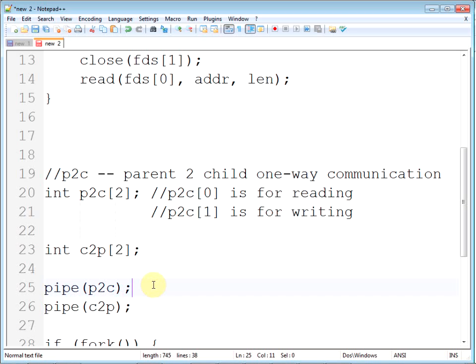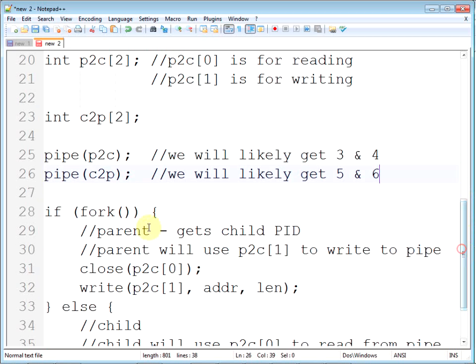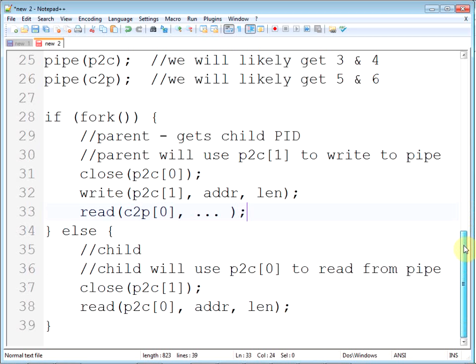So assuming 0, 1, 2 are being used, we will likely get 3 and 4 here. We don't care really what numbers we get. That's how we are using variables. We don't want to rely on the fact that we'll get those specific numbers. You get the next available numbers. So as file descriptors, after forking, then you can write, then you can read, C to P, child, whatever.